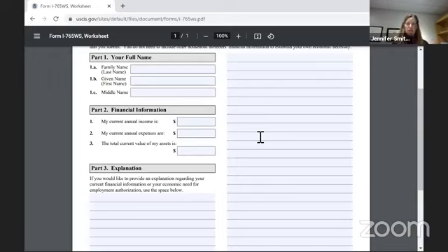Otro requisito evidencia en su aplicación para DACA es una evidencia de su identidad con fotos, como su pasaporte de su país vigente, licencia para manejar posible, o sus identificaciones de escuela con foto. También necesito incluir su acta de nacimiento con traducción. I also include your birth certificate with translation if needed.